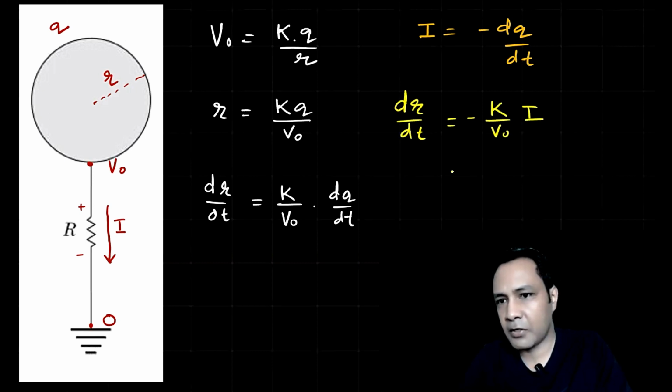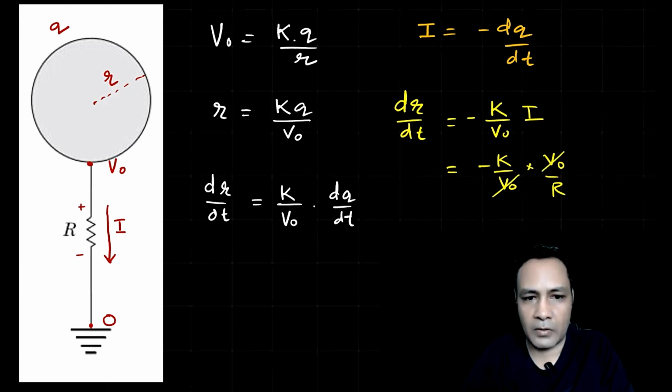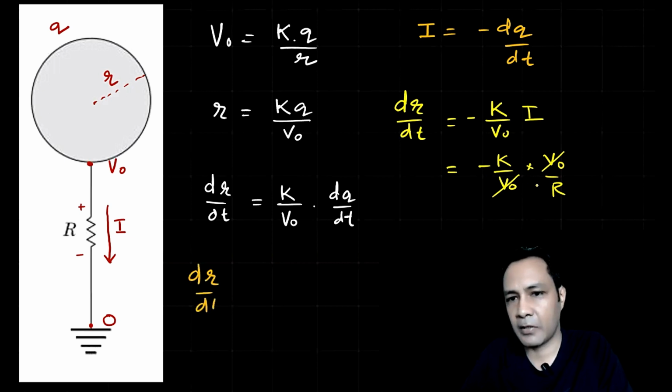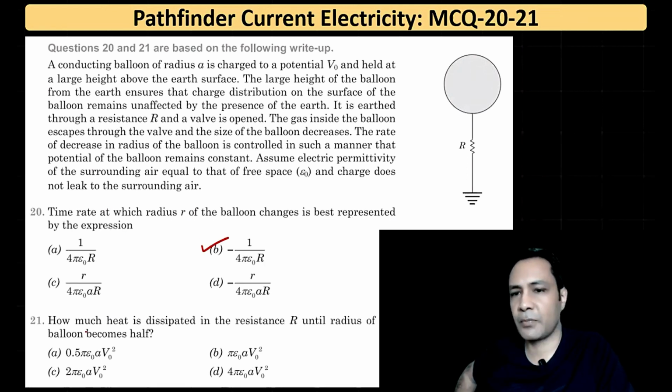So dr by dt is equal to minus K by V0 into I. From Ohm's law, you can write simply I as V0 by R. So into V0 by R, and this V0 will get cancelled. So finally you will get dr by dt is equal to minus K by R, and that will be minus of 1 upon 4 pi epsilon naught R, which is option B. Now, how much heat is dissipated in the resistance R until the radius of the balloon becomes half?